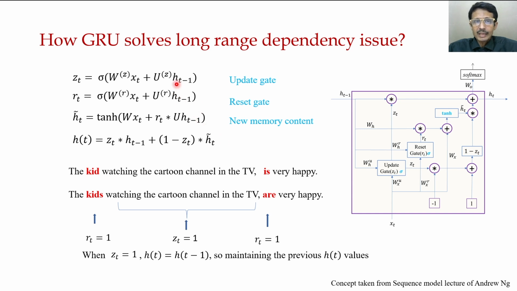The question is, in this formulation, how does GRU solve the long-range dependency? Now look at the previous example: the kid watching the cartoon channel on the TV is very happy. This is set with this kid. If it is singular, it is "is". If it is plural, it is "are".